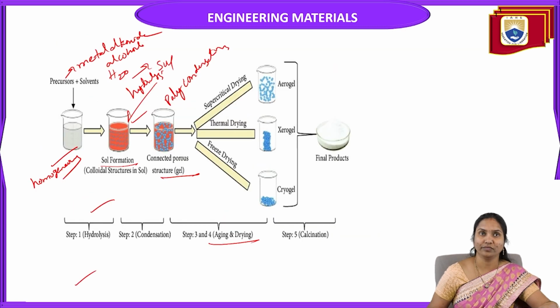So here, what is step 1? Preparation of salt. First we are taking in this beaker metal alkoxide as a precursor. It is dissolved in alcohol.